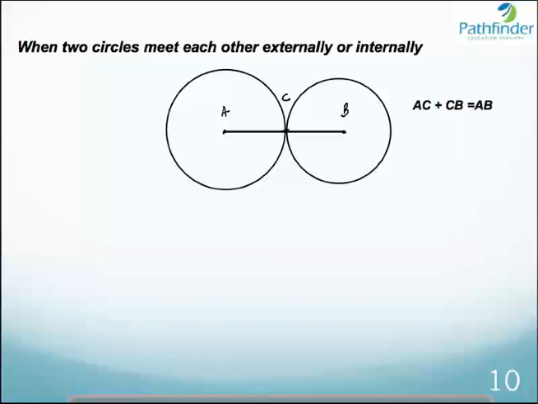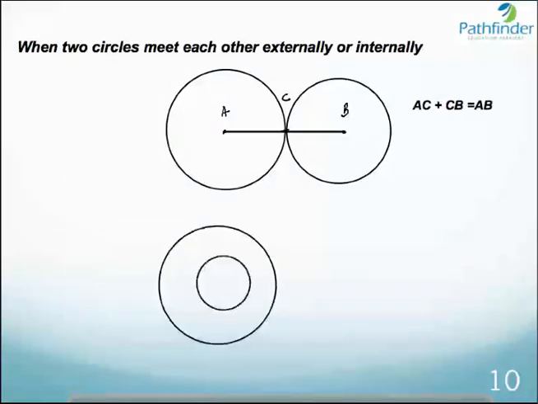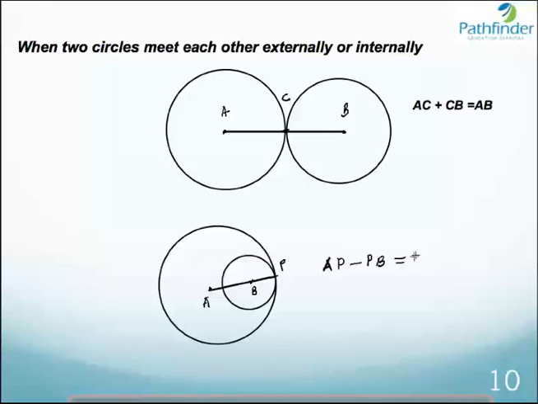Similarly, when two circles touch each other internally, the property still holds true and we have their centers A and B and their point of contact P again in the same straight line, which means AP minus PB, which is the difference of their radii, is equal to the center to center distance AB. So A and B are centers.